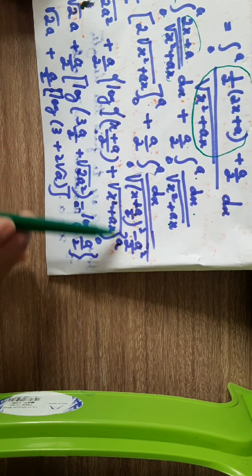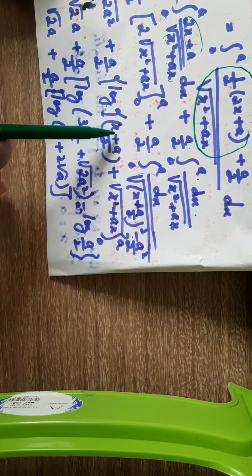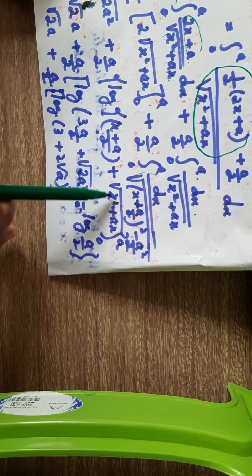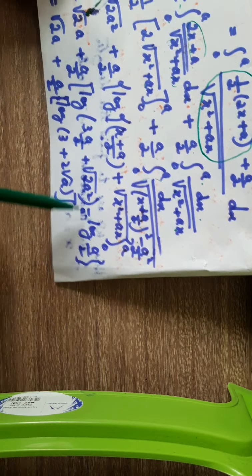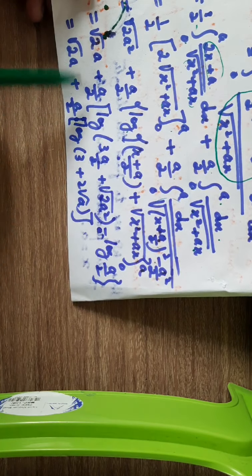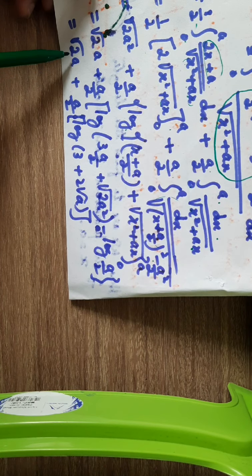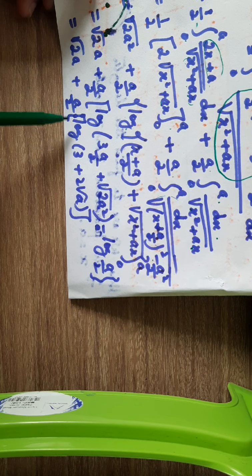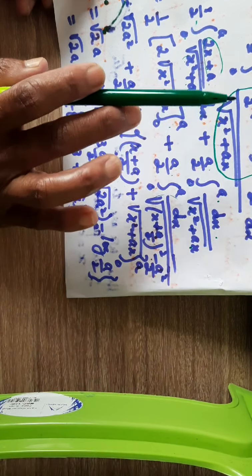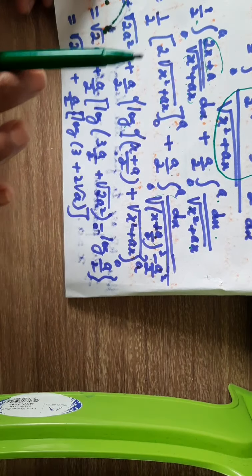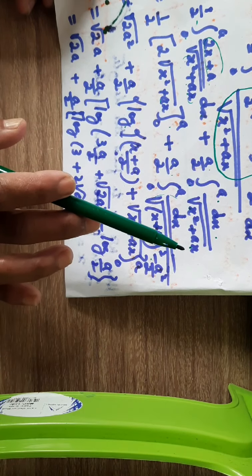So this is a standard integral. It is equal to log of x plus a by 2 plus square root of x square plus ax from 0 to a. So on substituting the limit of integration, finally you'll get it as square root of 2 into a plus a by 2 log 3 plus 2 root a. So this is the way of finding the length of the given curve from x1 to x2.